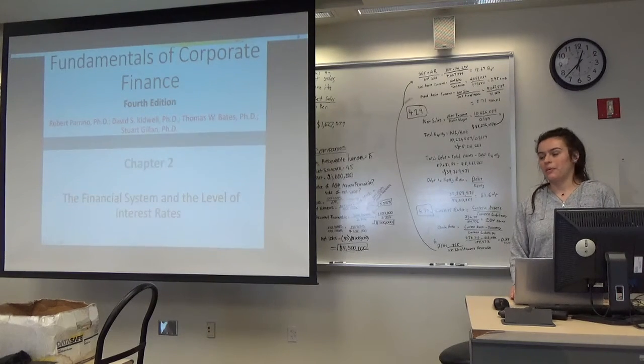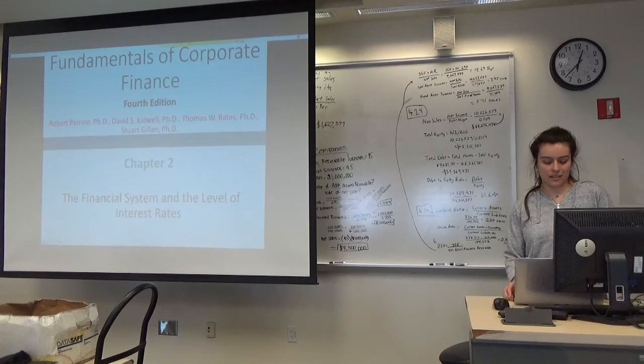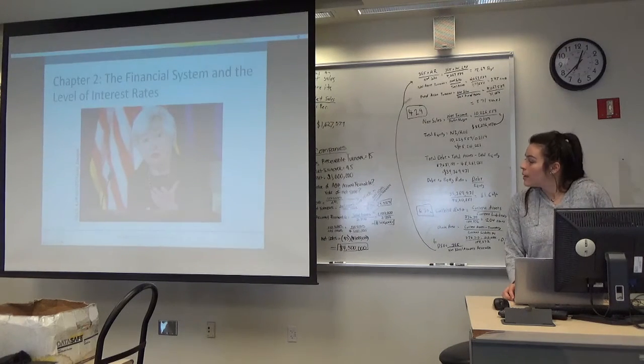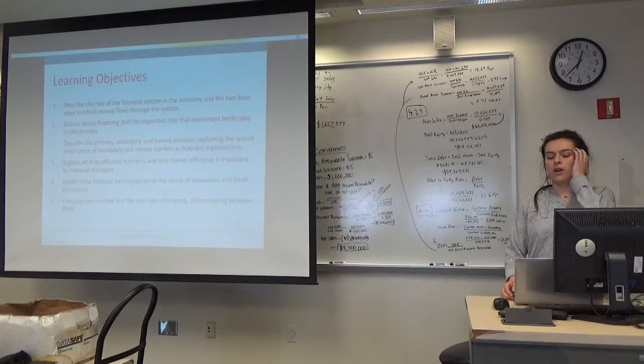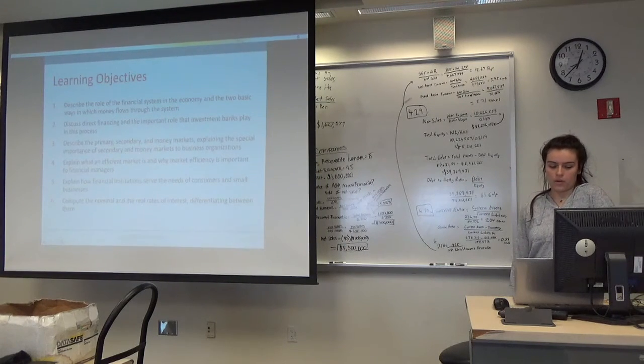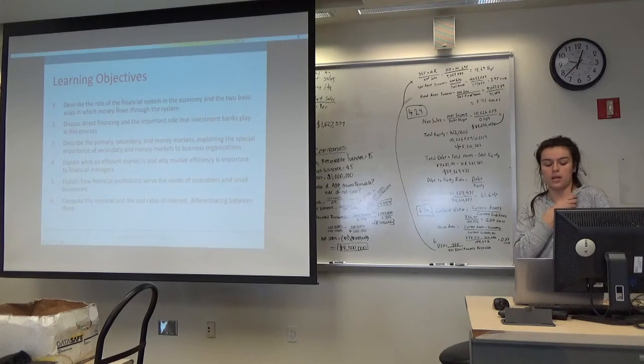In this one you learn about financial systems and levels of interest rates. Okay, so first are the learning objectives of the chapter. You're going to describe the role of the financial system in the economy and 2 basic ways in which money flows through the system.